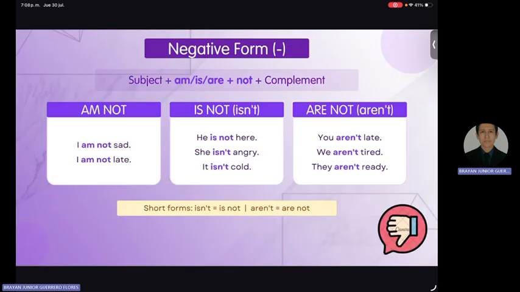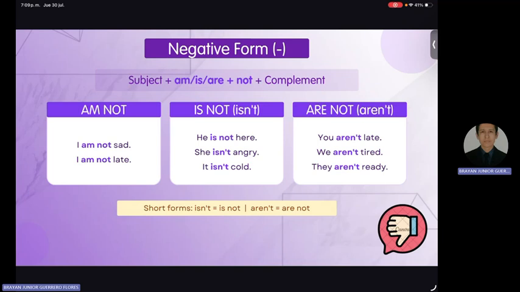Let's see. We saw the affirmative way. Now we're going to see the negative form. The structure is practically the same. Okay, you use the subject plus am, is, or are, plus not. It's very important to use not because it's negative. Okay, and you use the complement. For example, am not. Okay, negative. I'm not. You can say I am not sad or I am not late. Okay, and a negative now is not.